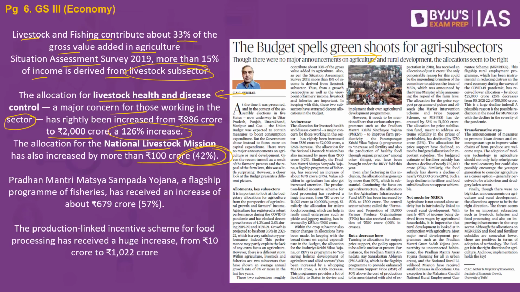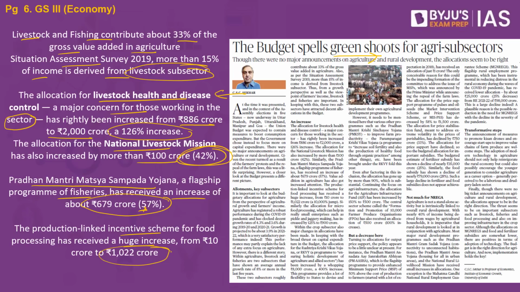Then if you're taking the fishing sector, we have one of the major schemes called the Pradhan Mantri Matsya Sampada Yojana. This happens to be a flagship program of the fishery sector, and it has received an increase of 679 crore, which is approximately 57% in comparison. Then we also have the production linked incentive scheme for food processing, which has also received a huge increase from 10 crore to about 1022 crores. So this means that the government is able to give a push to the agriculture sector, may not be directly but through the subsectors which are part of agriculture, says the author.